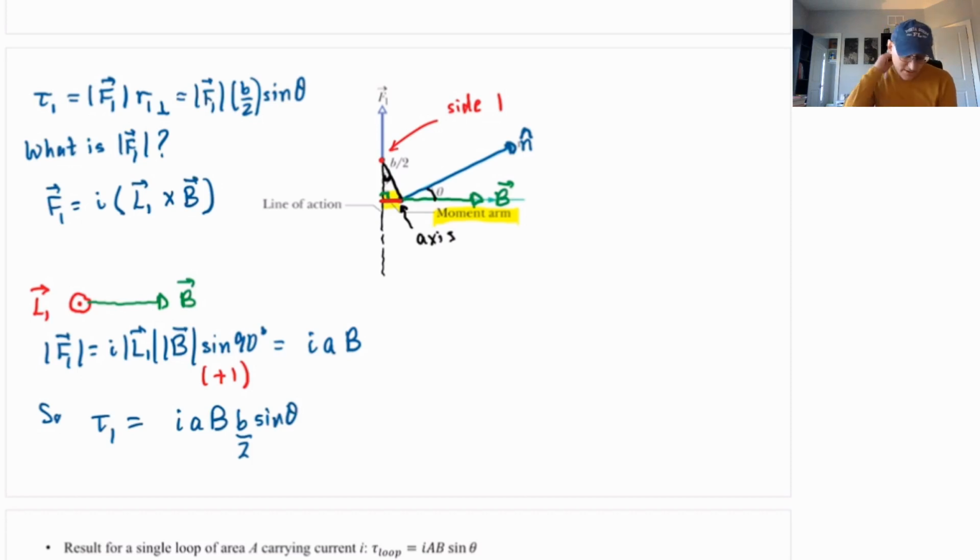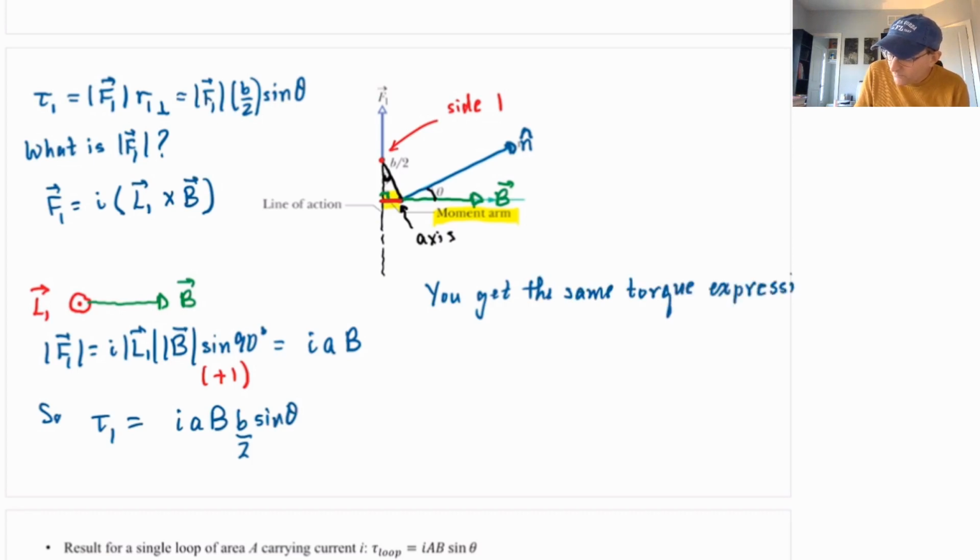Here's a key result. I want you to make sure you understand this for yourself. You get the same torque expression, exactly the same, from the force F3. Okay? Not the opposite, exactly the same from the torque F3. F3 is the force on side 3, as we showed in the earlier picture.